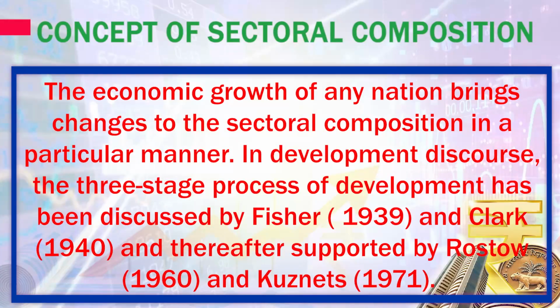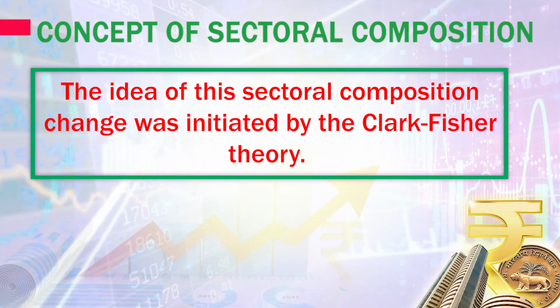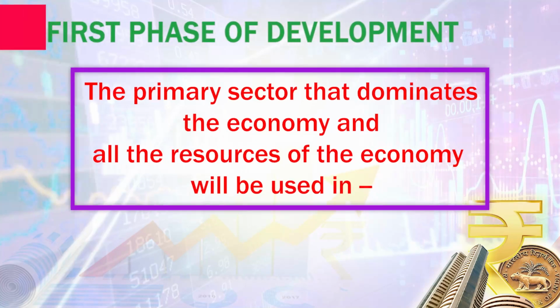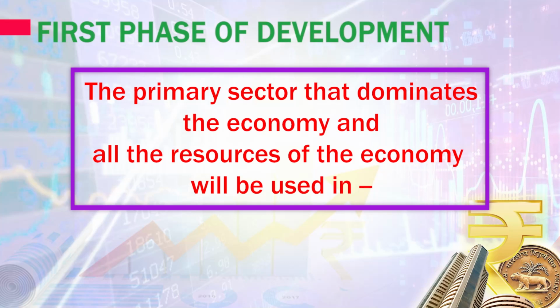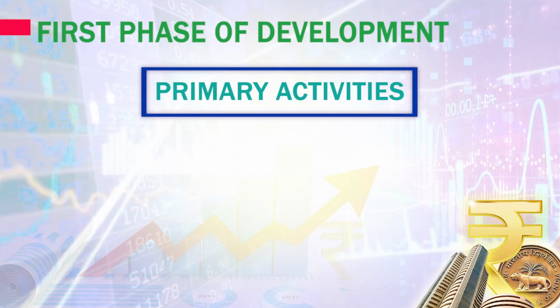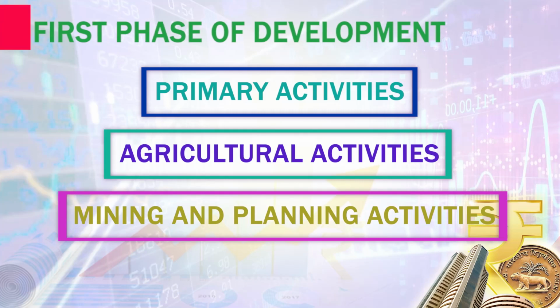With the growing of an economy, sectoral composition also changes. The nations grow with change in sectoral composition. The three-stage growth theory, which is primarily initiated by Clark and Fisher way back in 1940s, where they have discussed the change in the pattern of the economy with the change in the sectoral composition. At the first phase of development, there will be primary sector dominates the economy. And all the resources of the economy will be used in the primary activities, agricultural activities, mining and quarrying activities.